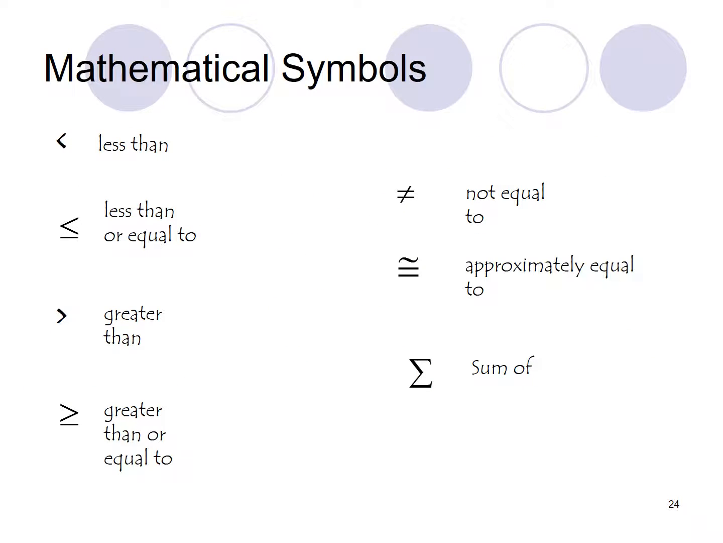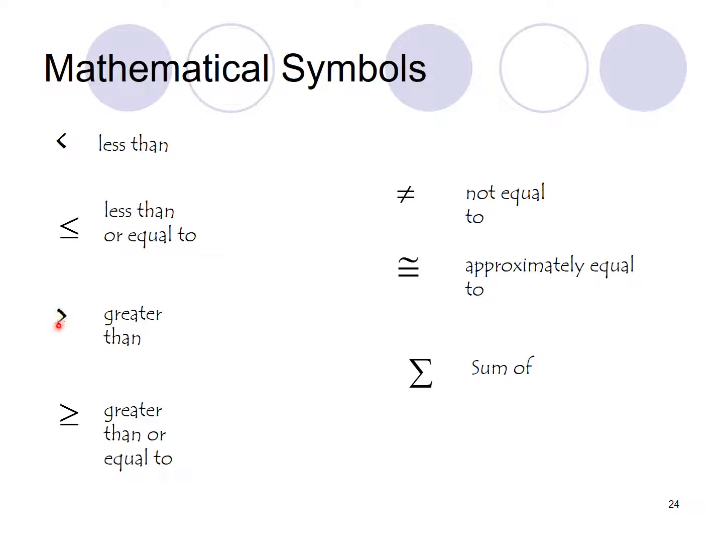Okay, the last thing to look at are some mathematical symbols. We've got the less than symbol. You've probably seen that in school. Okay, something is less than something else. If you can't remember which way around these go, the way I learned it at school was the less than symbol begins with the small bit. And then with a little line underneath it, it means less than or equal to.